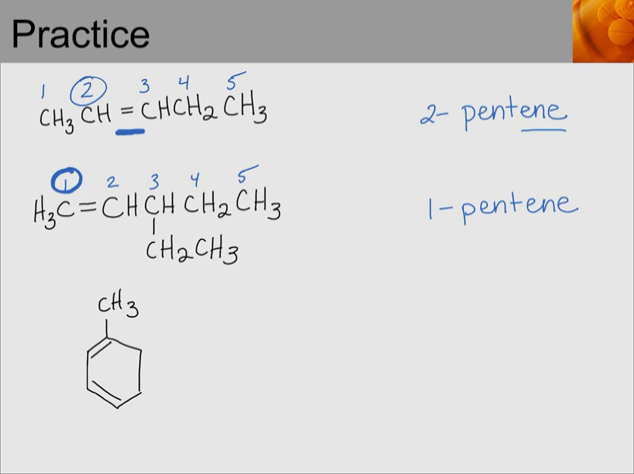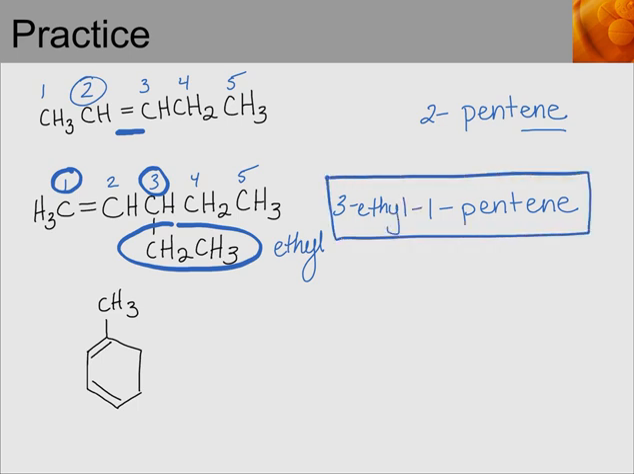But it looks like we do have a branch coming off of our main chain. And what would we call that group? So it has 2 carbons, so it would be ethyl. And we have to indicate where the ethyl group is. It's on carbon 3. So this would be 3-ethyl-1-pentene. And I'll just put a box around that there. So, 3-ethyl-1-pentene. Now let's look at our last example.